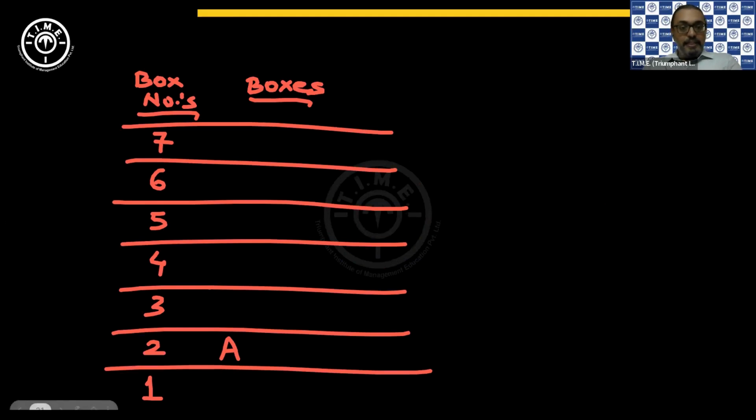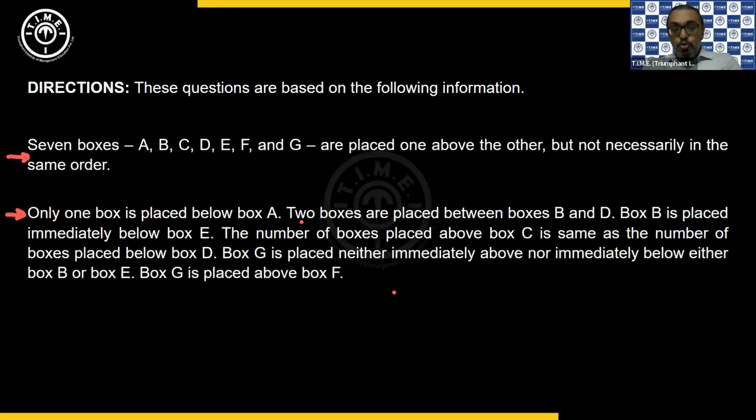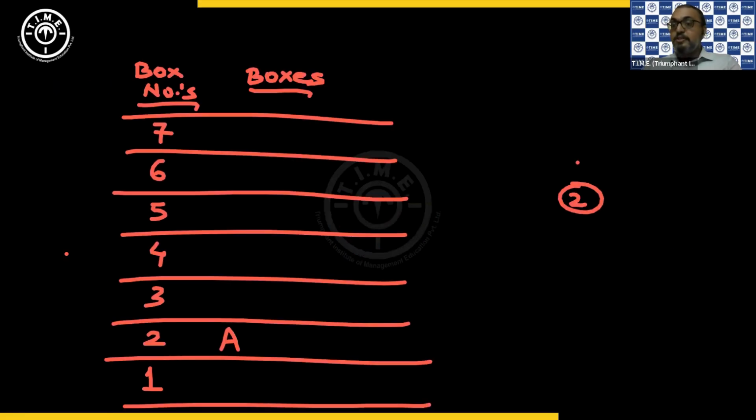Then 2 boxes are placed between B and D. B is placed immediately below E. So we have 2 boxes between B and D. This is how you have to understand it, because I don't know if B is above D or below D. And we definitely know B is immediately below E.